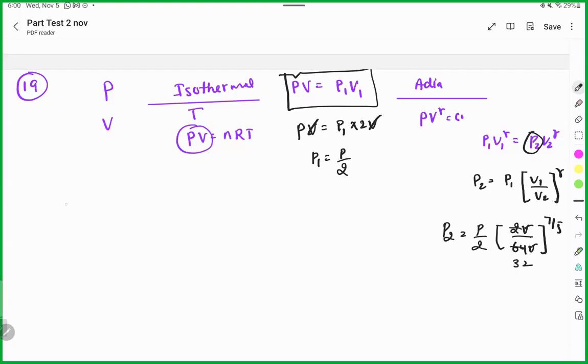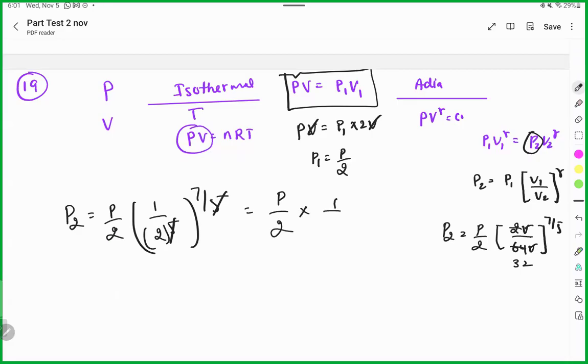Correct? So P2 value is P by 2. You can write 1 by 32 in this way, 2 raised to power 5, raised to power 7 by 5. So 5 will be cancelled out. Okay. Now you will take P by 2, 1 by 2 raised to power 7. You will get the answer. Yes or no? Yes, sir. Any doubt?